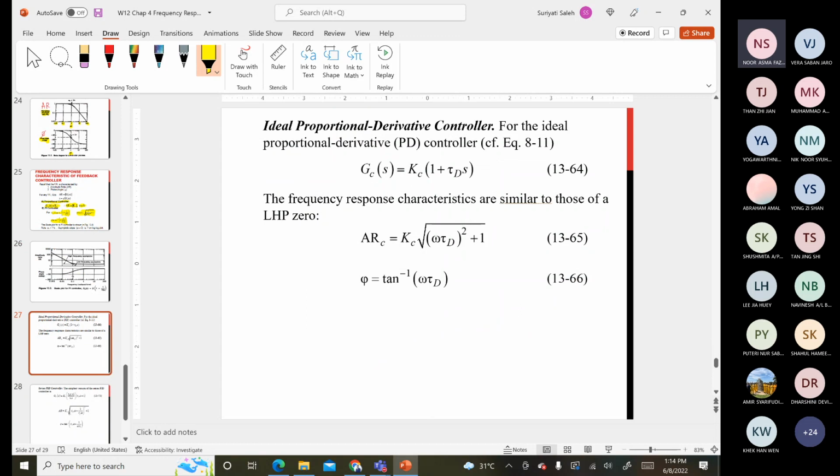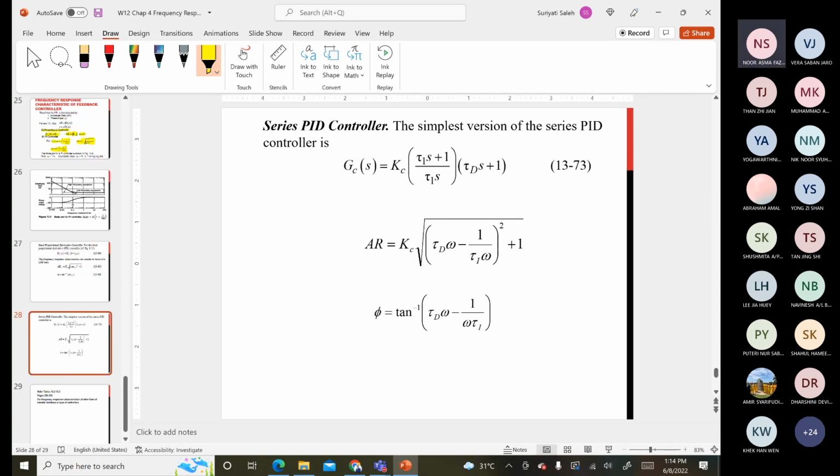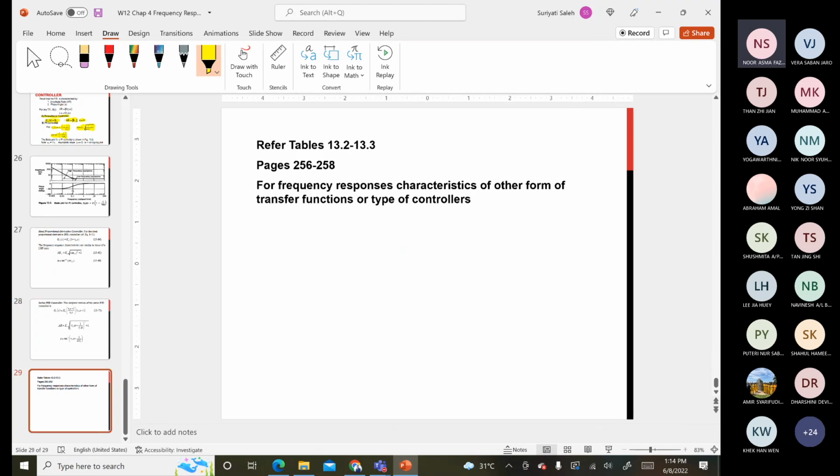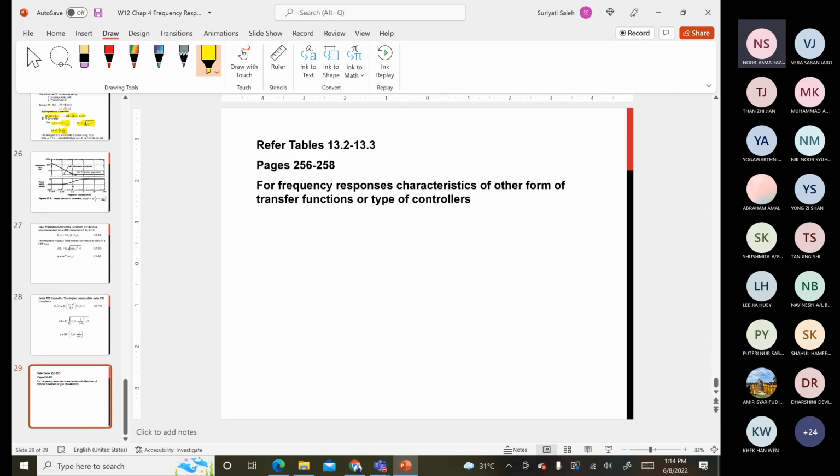This is another example: if you have a proportional derivative controller, GC equal to KC (1 plus tau D s), and the following is the AR and the angle. And this is for the PID. You can refer to Table 13.2 to 13.3, on pages 256 to 258.